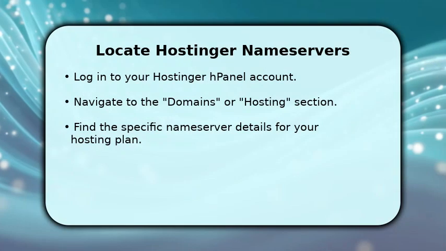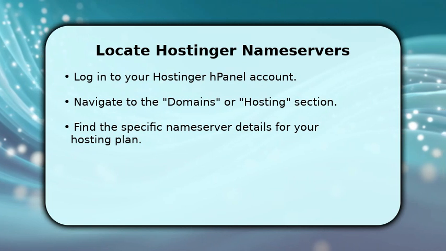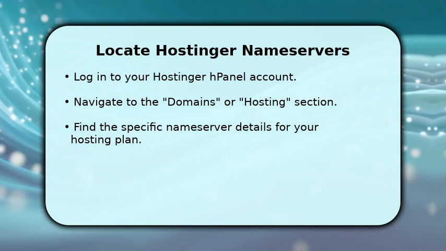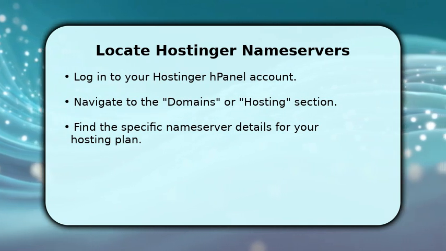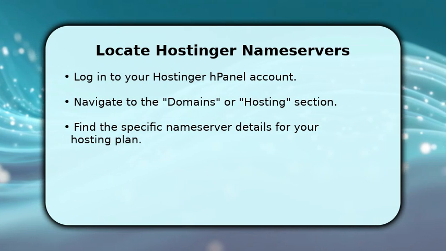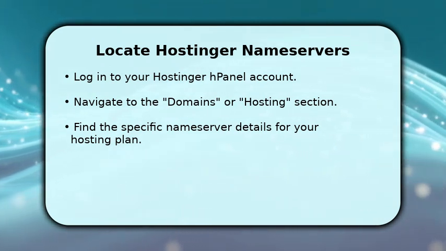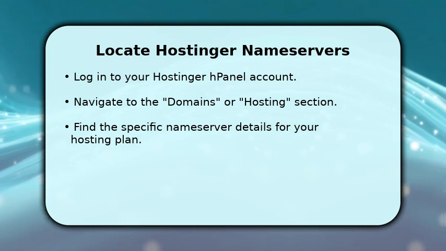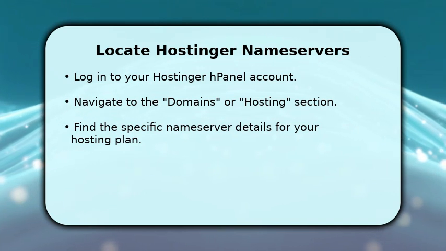To begin, you'll need to find your Hostinger name servers. Log into your Hostinger H panel, which is your control panel. Once inside, look for the Domains or Hosting section. Here, you will find the specific name server details associated with your hosting plan. There are typically two distinct name server addresses, such as ns1.dnsparking.com and ns2.dnsparking.com. Make sure to write these down accurately.